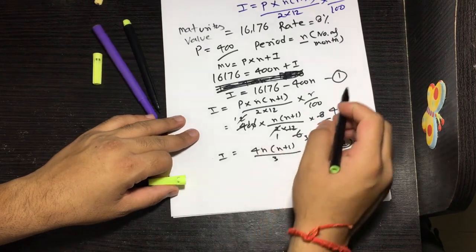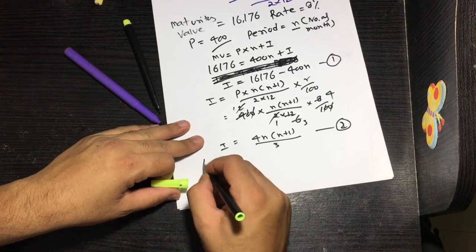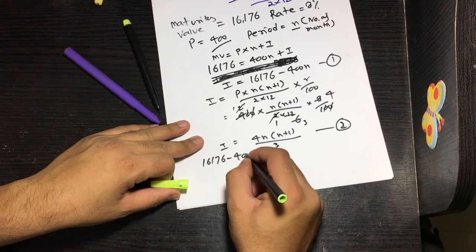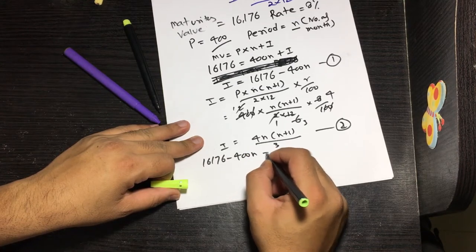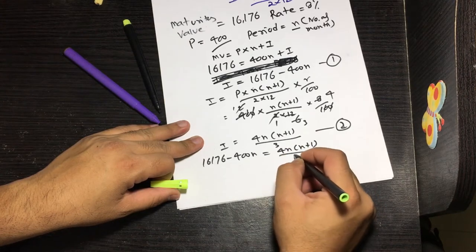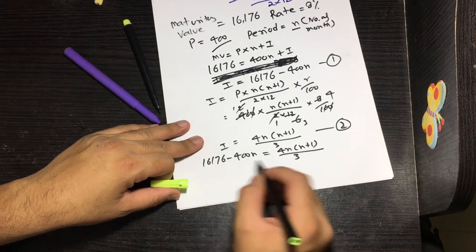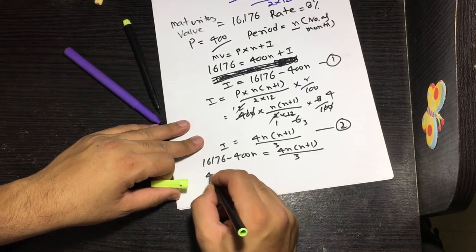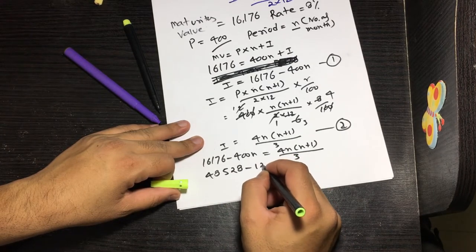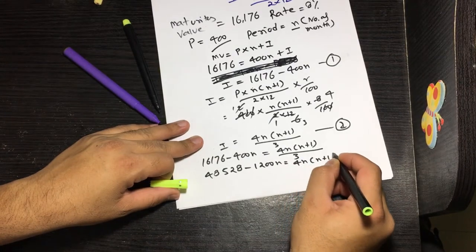Now, if I see equation number 1 and 2, we can say that 16176 minus 400N is equal to 4N, N plus 1 / 3. Let's multiply 3 to both sides. So 16176 into 3 will become 48528 minus 1200N is equal to 4N, N plus 1, right?